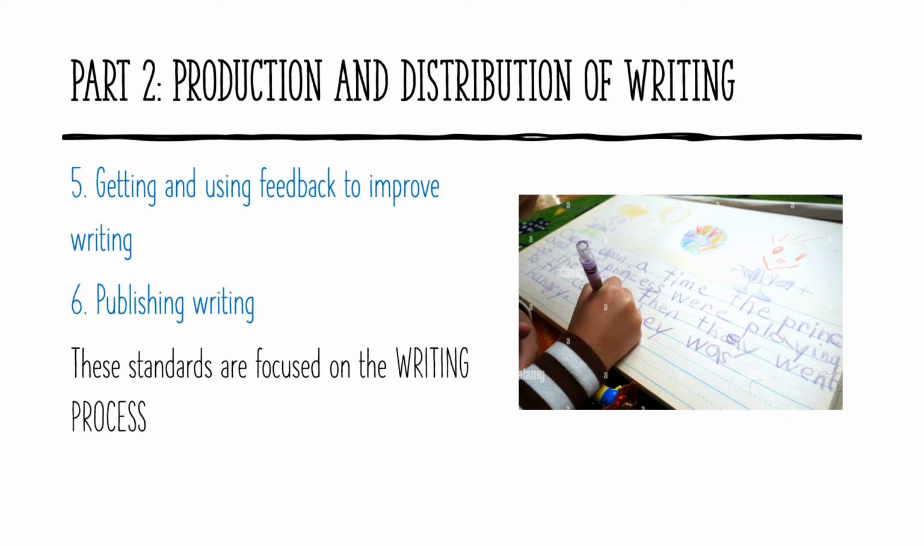The second part of the standards is how we do those three kinds of writing. And this is called the production and distribution of writing. Standard number 5 is getting and using feedback to improve the writing, either from an adult or from their peers. And standard 6 is publishing their writing. So this second group of standards is focused on the writing process.